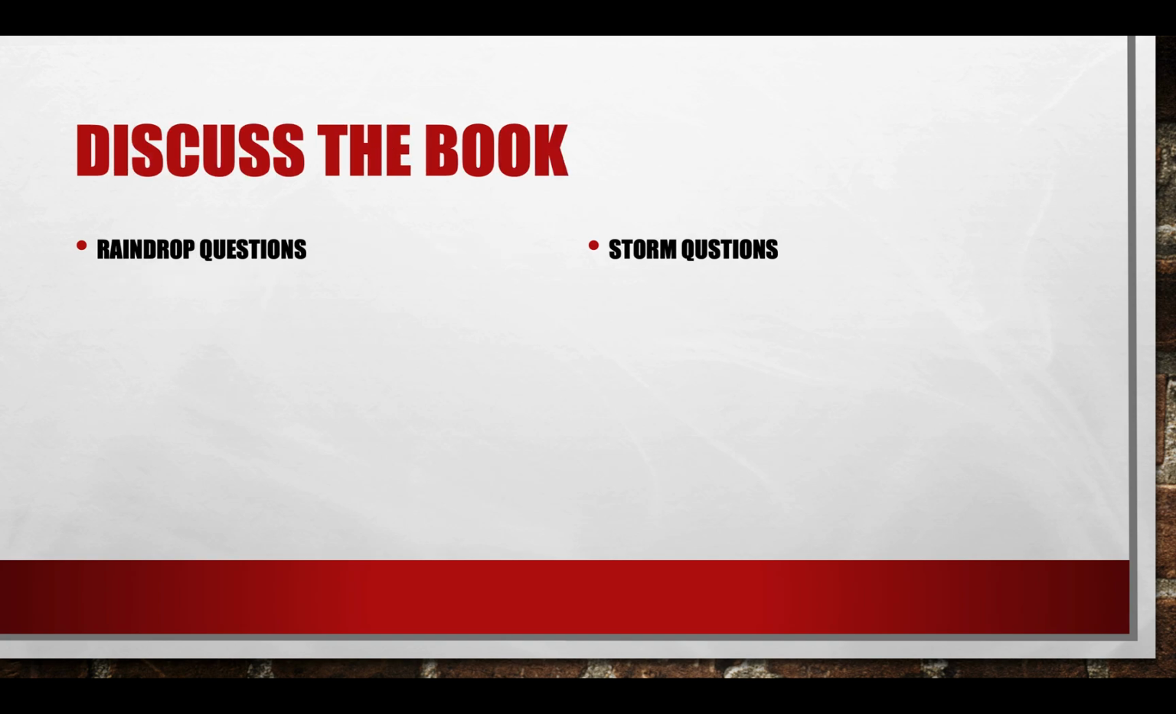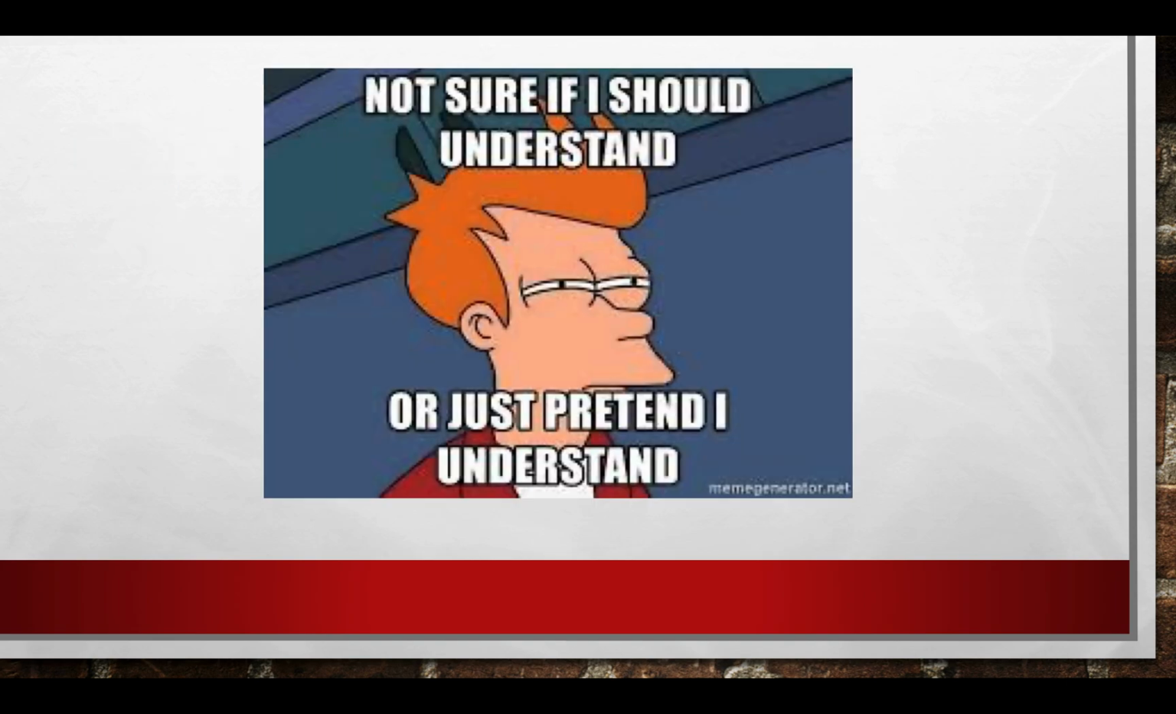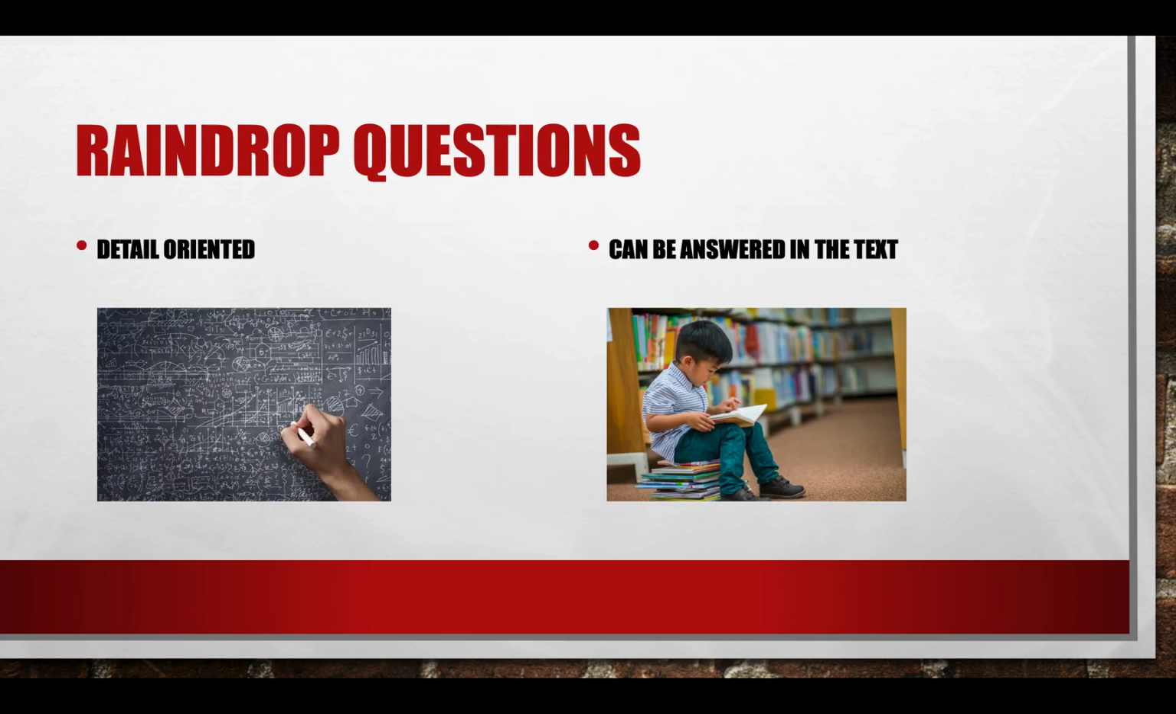Got it? Okay, next, you're going to discuss the book. You're going to have raindrop questions and storm questions. I should probably go further into that. Okay, a raindrop question is detail oriented and it can be answered in the text. So the reason that you would come up with a detail question is not necessarily to trick your teammates. You're not trying to say, did you pick up this detail? But rather it's going to be something that just occurs to you within the chapter.